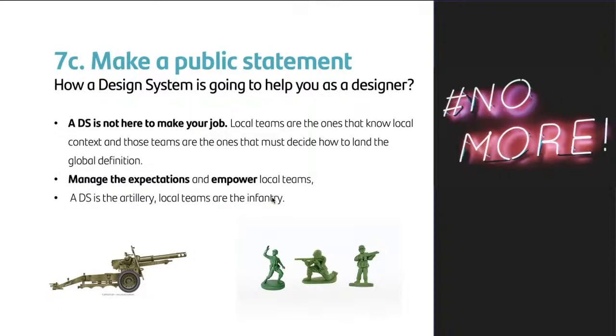The third public statement that you will have to make is defining how the design system is going to help you as a designer. You have to talk with your design teams and tell them that a design system is not here to do their job. Because, as I mentioned, local teams and designers on the field are the ones who know their local context better. And therefore, those teams and designers are the ones who must decide how to land that global definition. So you have to manage the expectations, because by managing those expectations, you are also empowering local teams.